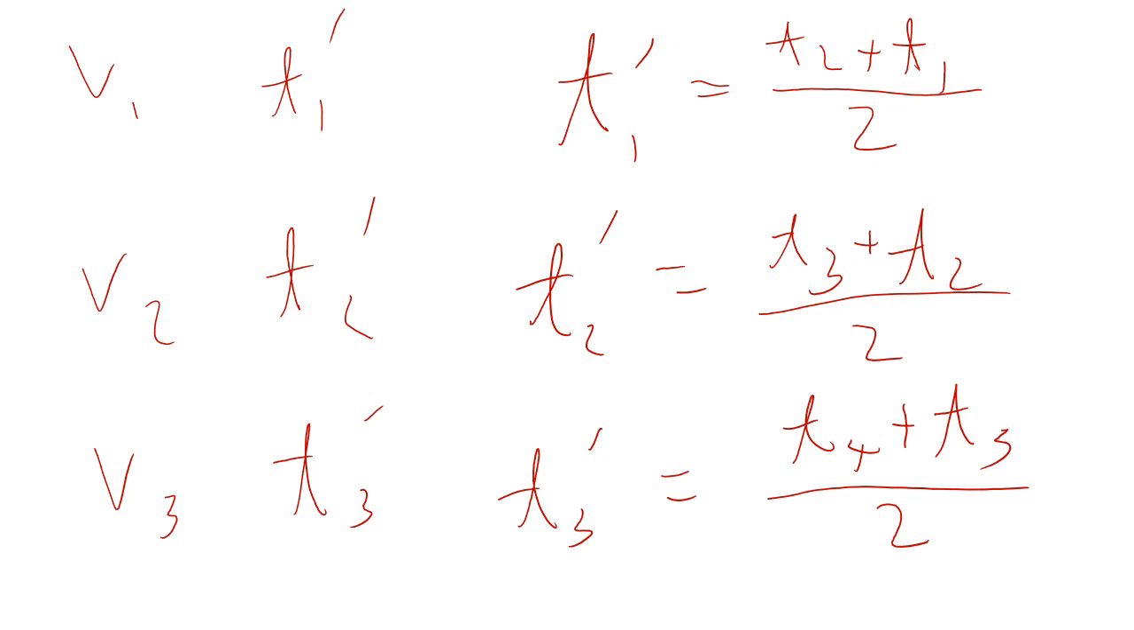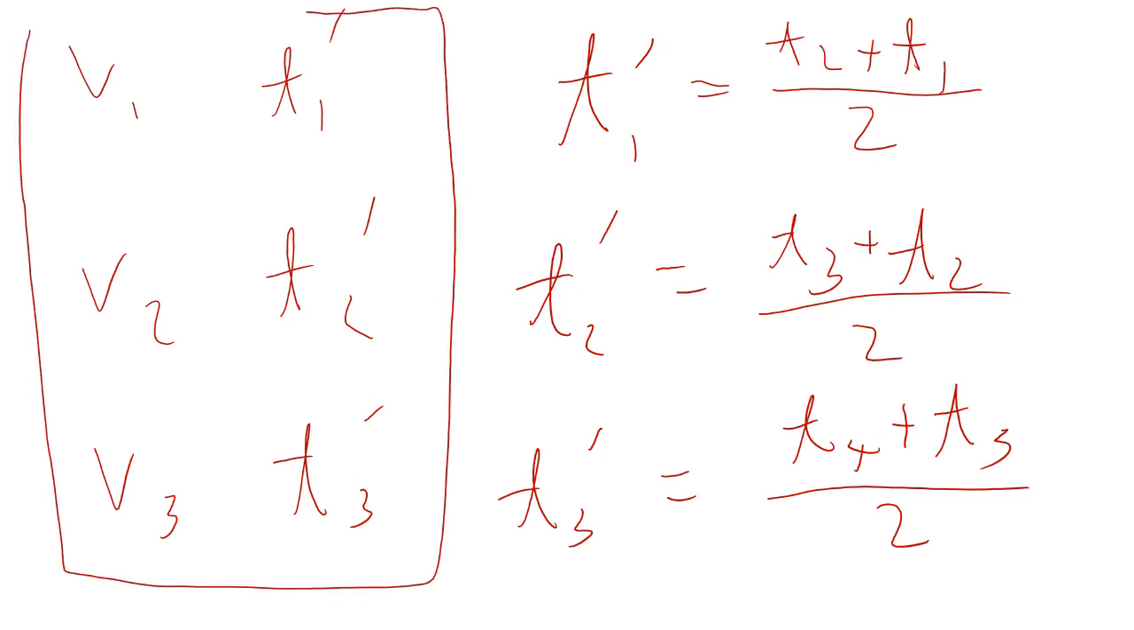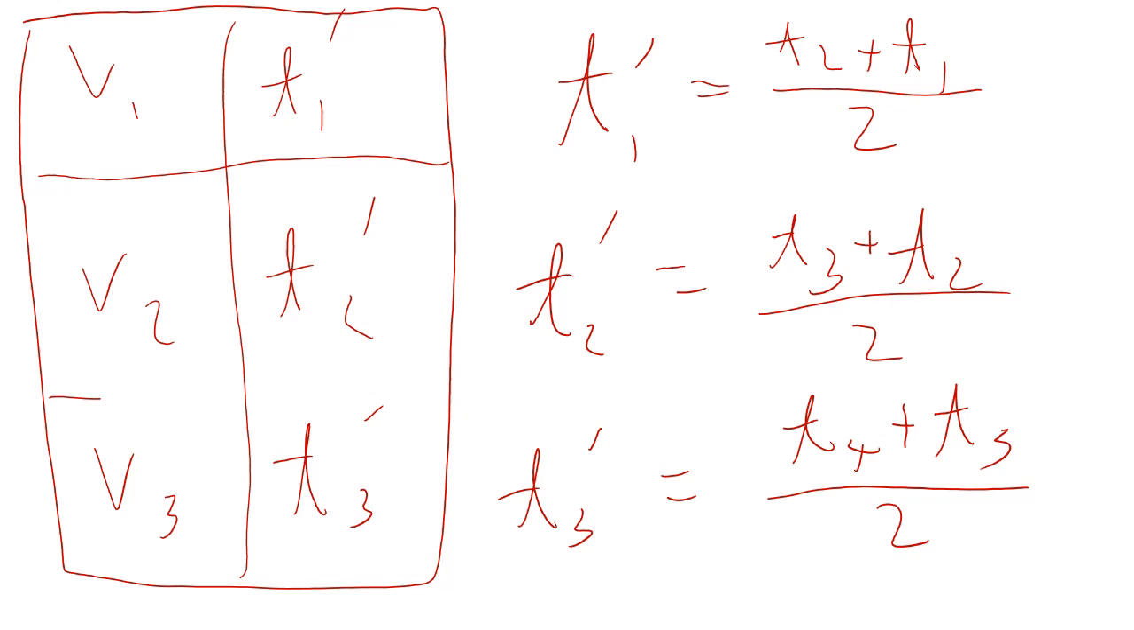So now you have established a new data table with velocities at certain times. If you were to make a graph of that, velocity versus time, it's going to come out as a graph that looks something like that.